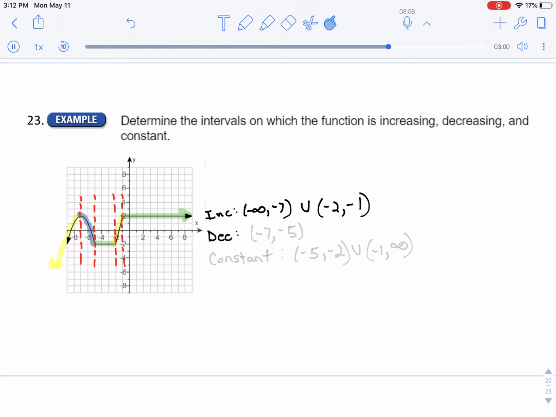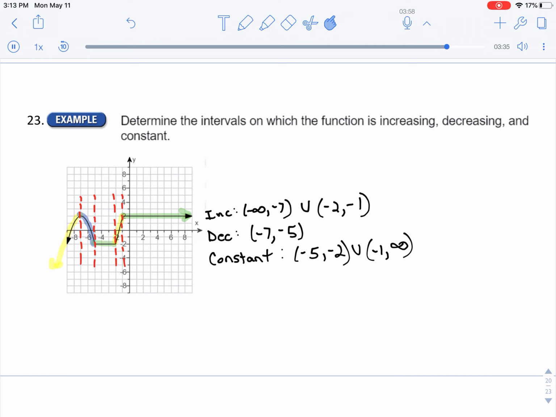All right, next let's do decreasing. Decreasing is the blue. So at what x value did it start decreasing? Well, that's at -7. And where did it stop decreasing? That's at -5. And constant is the green. And it was constant starting at what x value? So the x value where it was constant started at -5, and went over to -2, and then it stopped there, and then it started again at x equals -1, and it went to infinity.